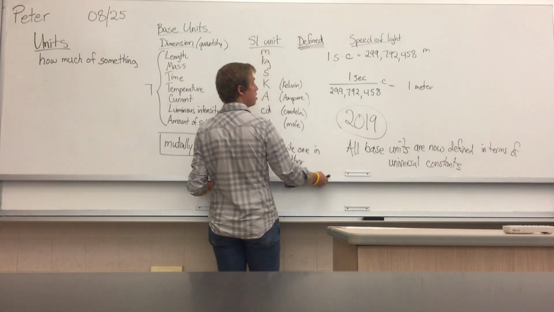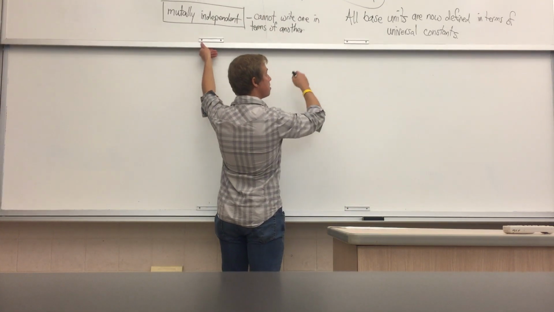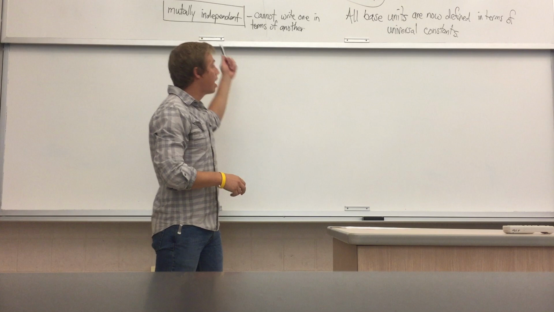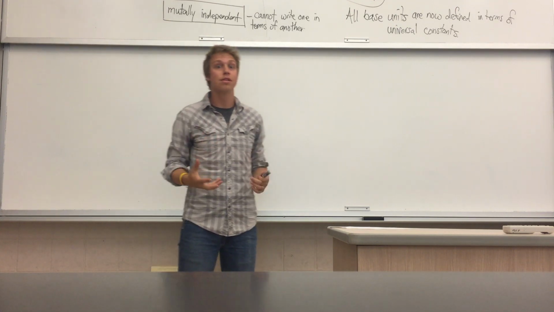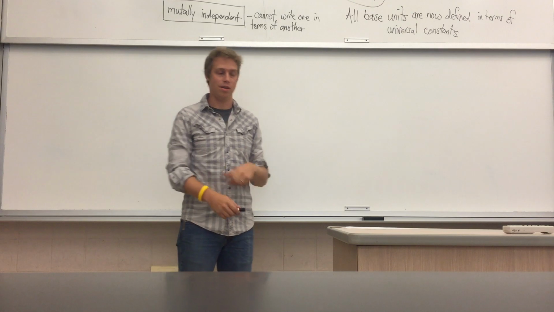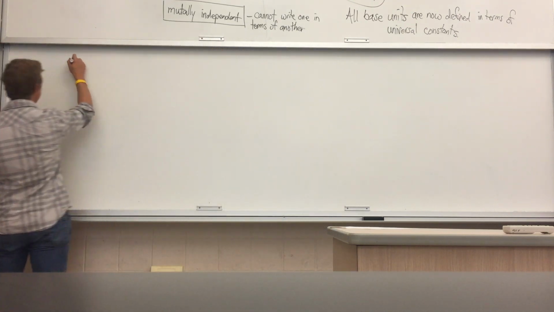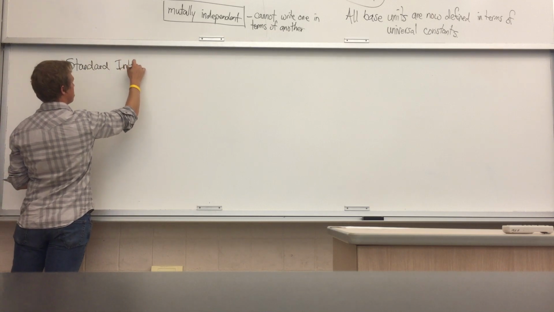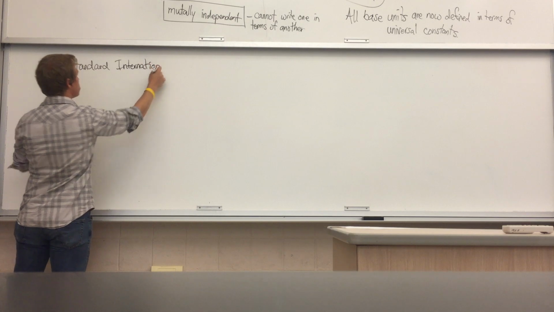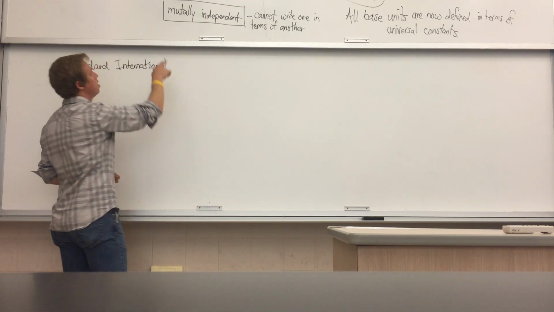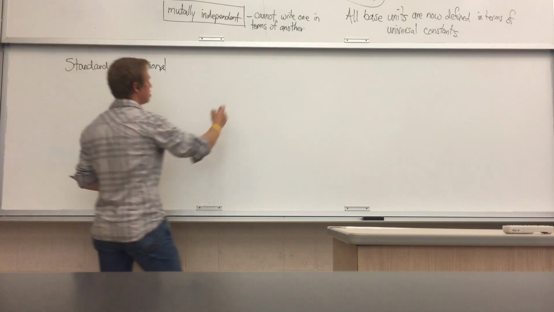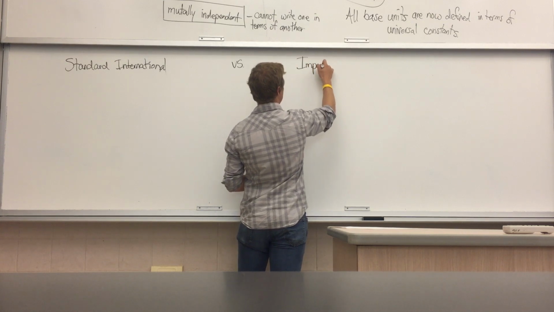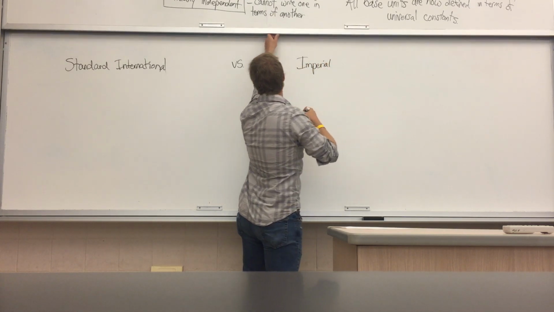Now, I'm going to look at this board, and I want to talk about the elephant in the room, which is the fact that these are SI units, and I've been talking about a meter really intensely, but what about feet? What about yards? So we've got this dichotomy. I'm going to write out standard international, that's what the SI units are, standard international units, versus what are called imperial units. Called imperial for historical reasons, okay?